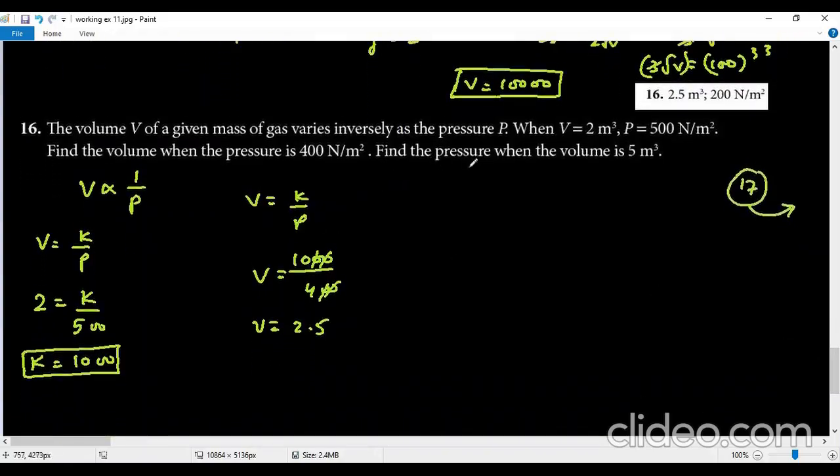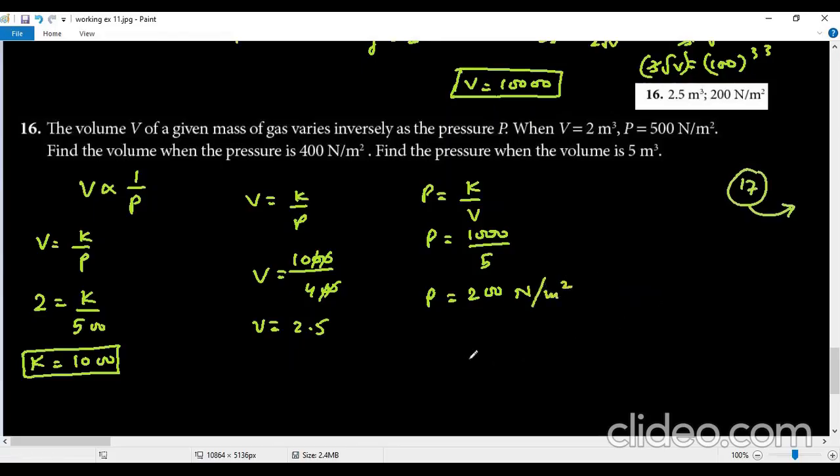And find the pressure. That means I will put P here and K over V. This topic of changing the subject I have already explained in the previous exercise. If you have any doubt, feel free to go and check on that video. Now K is 1000 divided by volume, which is 5. So P is going to be equal to 200 newtons per meter square.